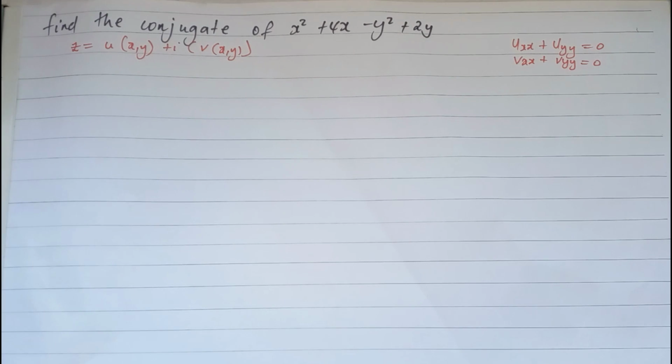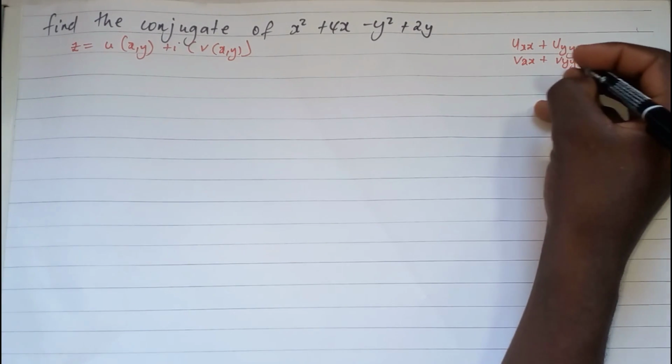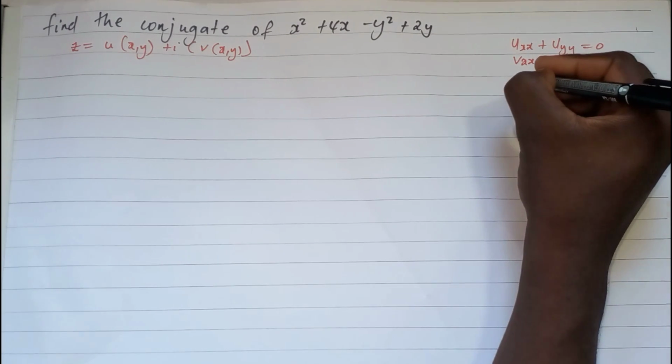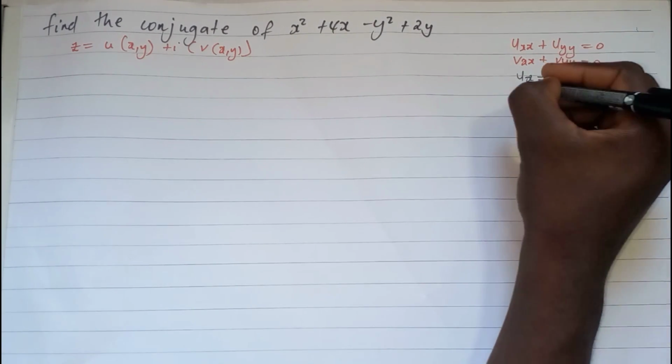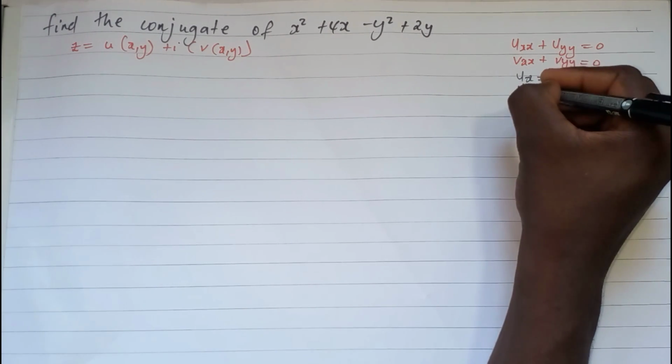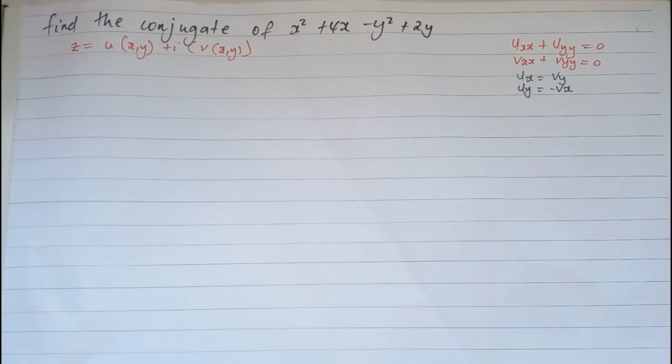So how are we going to find the harmonic conjugate? We're going to use the first order Cauchy-Riemann equations. We say ux is equal to vy, then uy is equal to negative vx. So this is what we're going to use in this video.